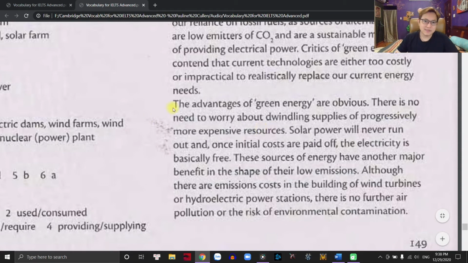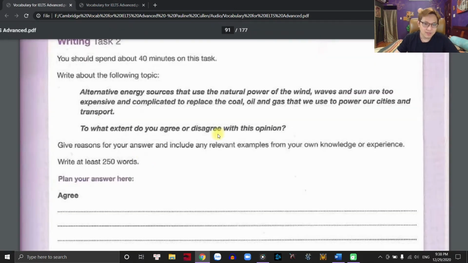So basically, it seems like in this paragraph they talk about disagreeing. They disagree with the question, because if you disagree, you would say good things about alternative energy sources here and bad things about fossil fuel, right? Nếu mà các bạn đồng tình với cái nhận định này, tức là các bạn phải nói tốt cho cái alternative energy chứ, và nói xấu về cái fossil fuel.